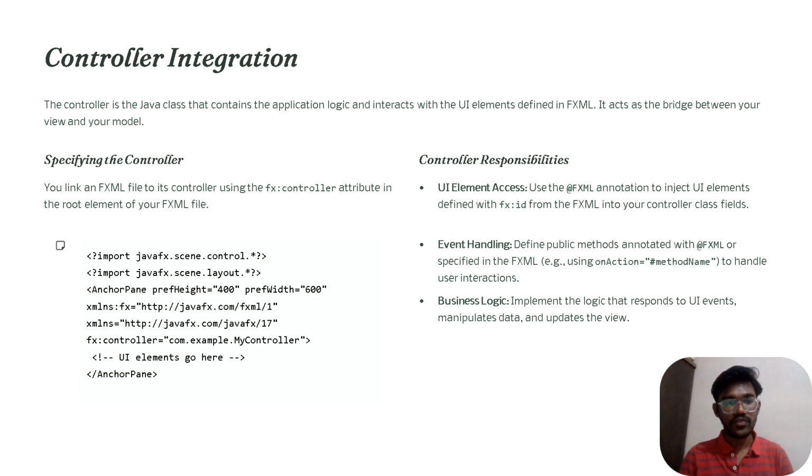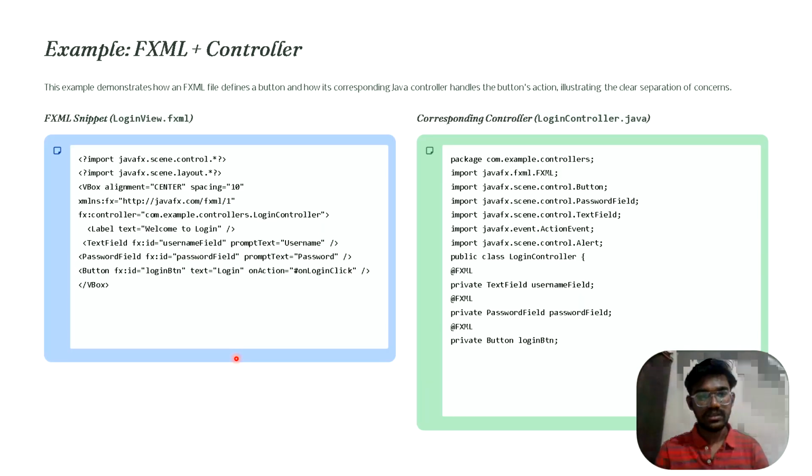Here is an example of how the controller program will look in Java FXML. If you see, everything is written inside the angle brackets. I'm calling the control package and the layout package. I'm specifying the overall width and height of it. And I'm also calling those XML files and everything. And I'm specifying inside this comment.